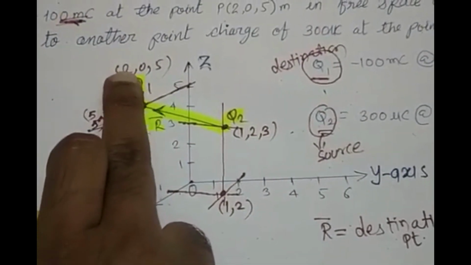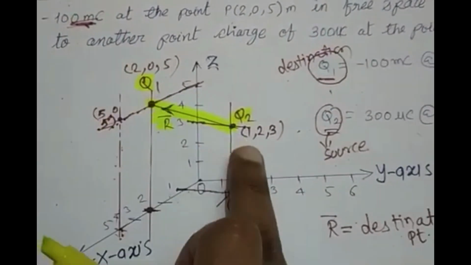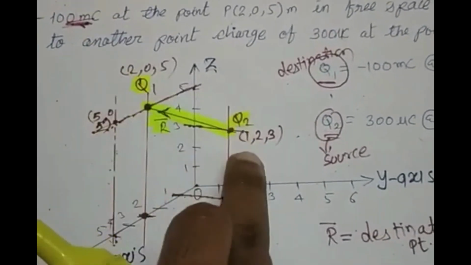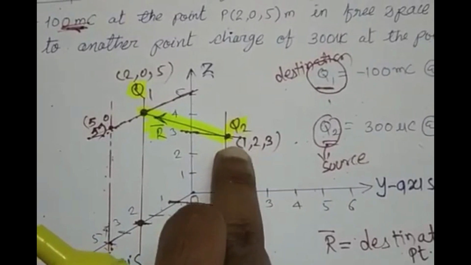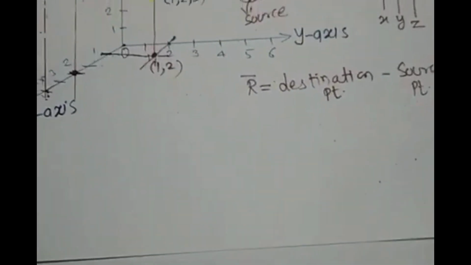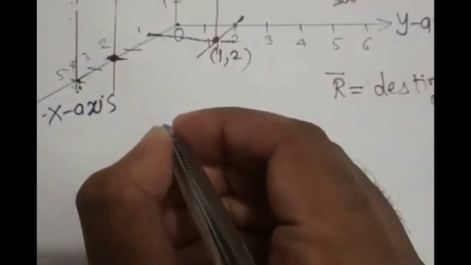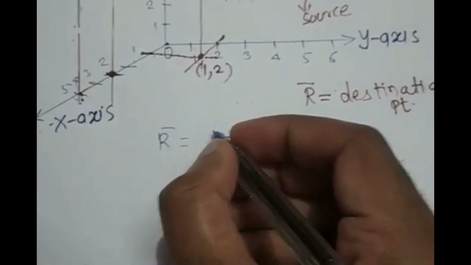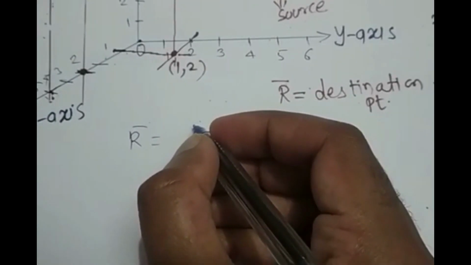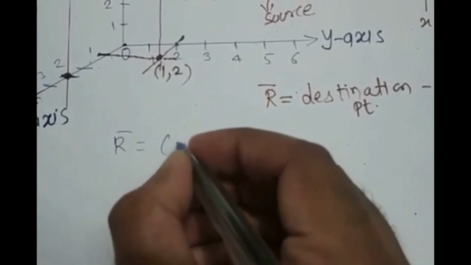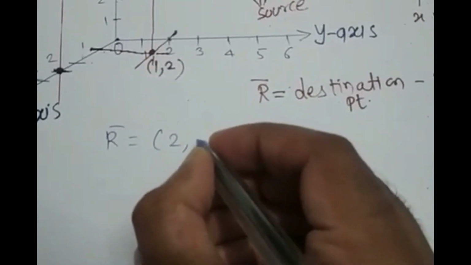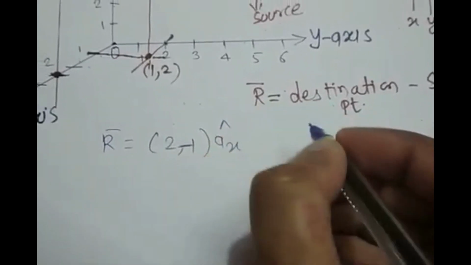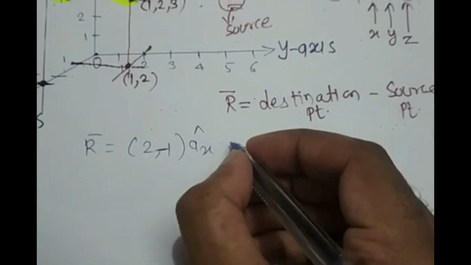For x, the destination point is 2, and for source it is 1. So 2 minus 1 will be 1. Similarly we will write down for all. So this R1 will be equal to, first for x, destination value of x is 2, source is 1. So 2 minus 1, and its direction is ax cap.